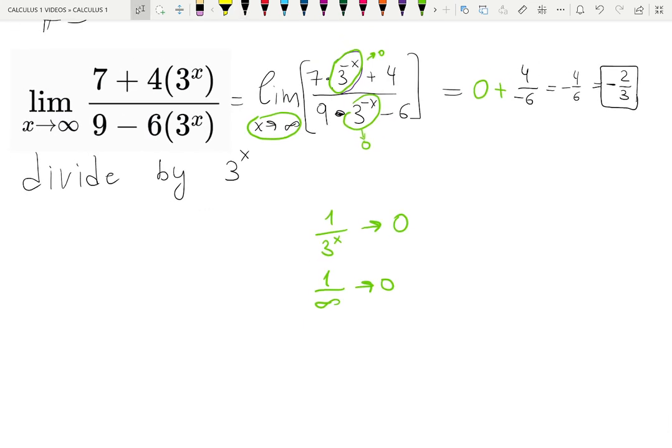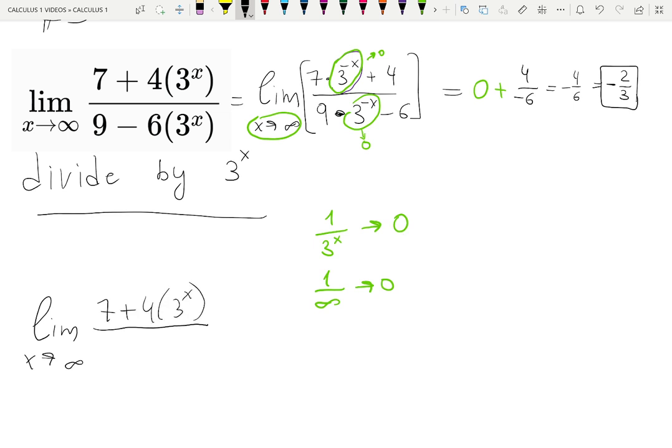The faster way of doing it is to compare speeds of the functions here. Limit as x approaches infinity, a fraction, 7 plus 4 times 3^x, and 9 minus 6 times 3^x, has only two functions, one at the top and one at the bottom. Everything else is a constant, so everything depends on the behavior of those two functions at infinity. Do they have the same speed? Does one shrink faster than another one? And so on. It is legal to write down the equality sign here, and you can check properties of limits and speeds of functions.